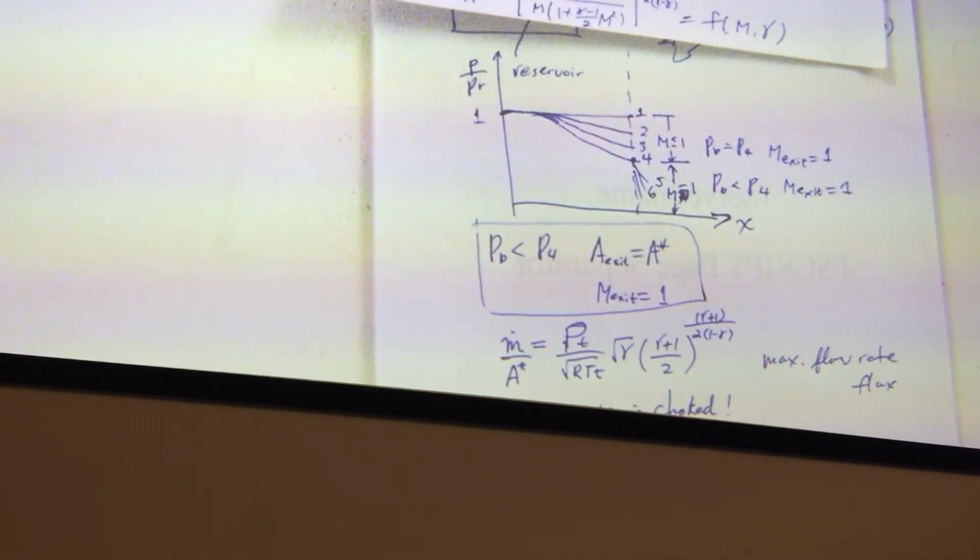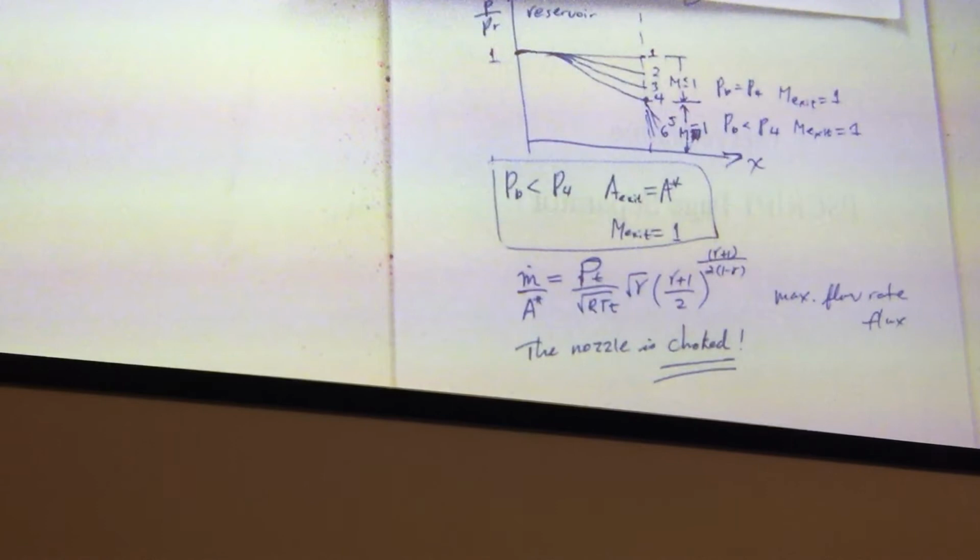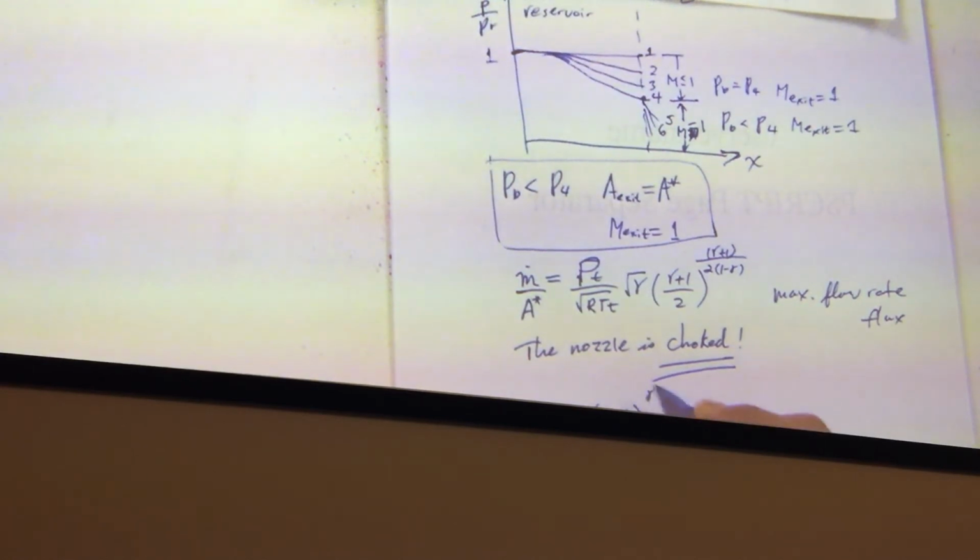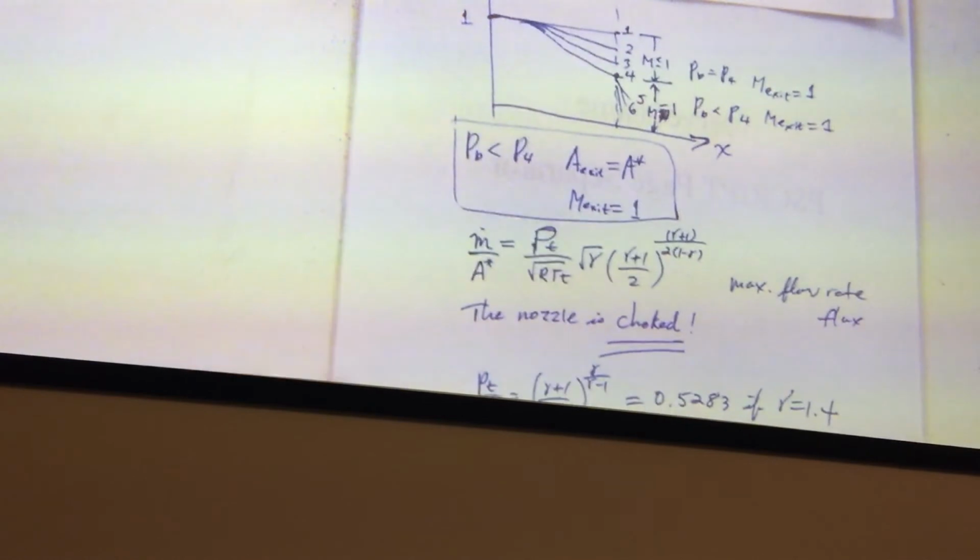Because you remember in this case, your PT over PE, let's say at the exit, will be equal to ((gamma plus 1) over 2) to the power of gamma over gamma minus 1. This is equal to 0.5283. Gamma is equal to 1.4. So that means your PE will be a fixed value, regardless of what your downstream or back pressure is.